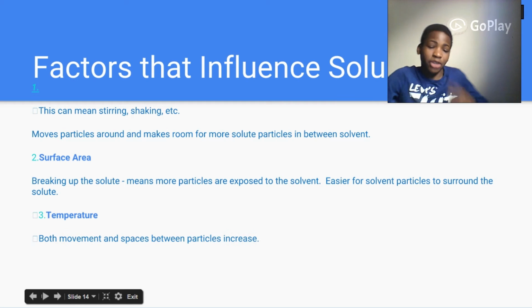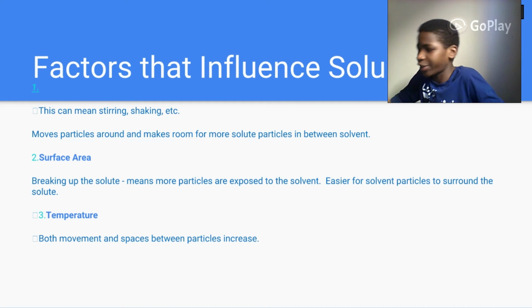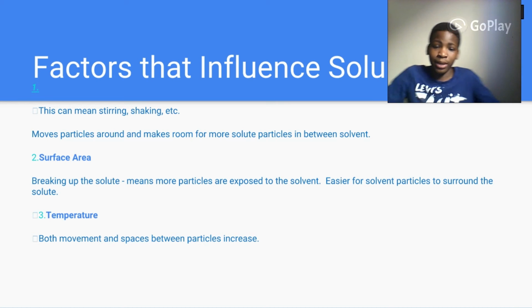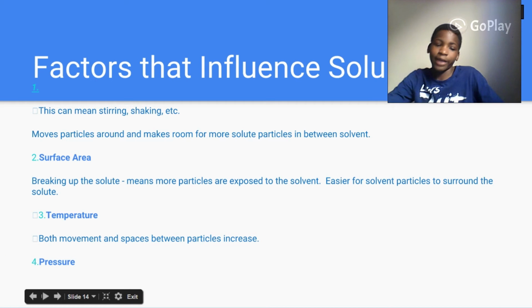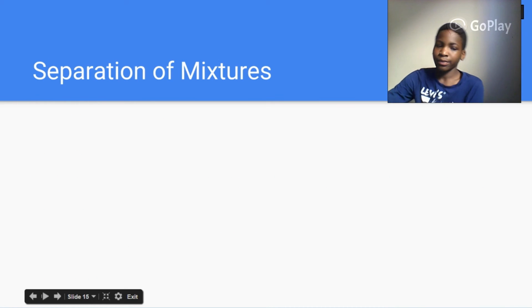And then there's temperature, the key aspect. Because in the particle model of matter, as I said previously, when temperature increases, the spaces in between increase too. So let's say a liquid like water: when you increase the temperature, the space in between increases. So when you add more sugar, since there's more space, there's more room, and it's more able to be hidden, causing more of it to be dissolved, right? Then there's pressure, last but not least, which increases the solubility of gases.